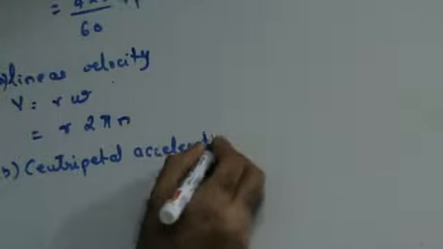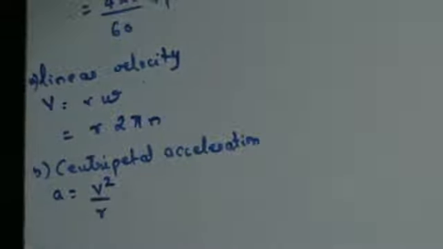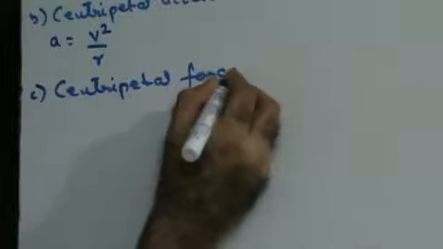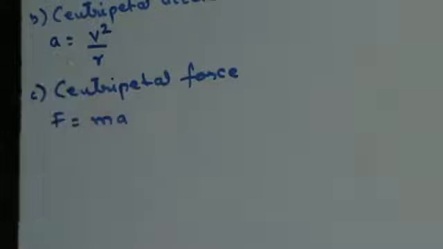Next, second part of the question, find out centripetal acceleration. Centripetal acceleration A is nothing but V square by R. I have already found out V divided by R, you will come to know this. And C, the third part of the question, centripetal force. Centripetal force is given by the formula F is equal to ma. A I have already found out.